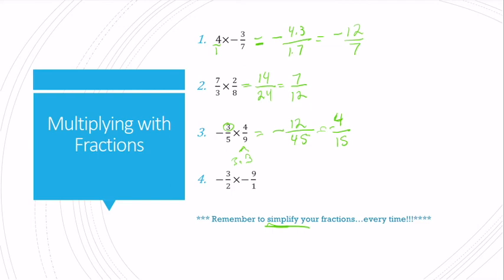Last but not least, I have negative 3 halves times negative 9 over 1, which is just negative 9, right? Two negatives make a positive. I'm just going to write positive so we keep track of that. 3 times 9 is 27, over 2 times 1, that's 2. So I have 27 halves. Okay? That's my final answer. It can't be simplified because 27 is only factors of 3, and 2 is already a prime.